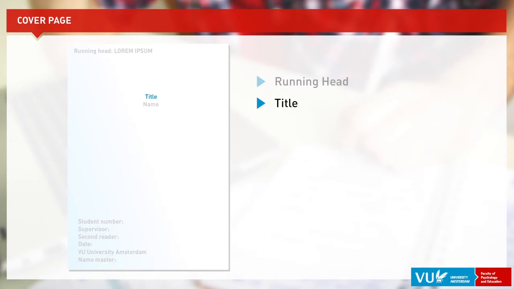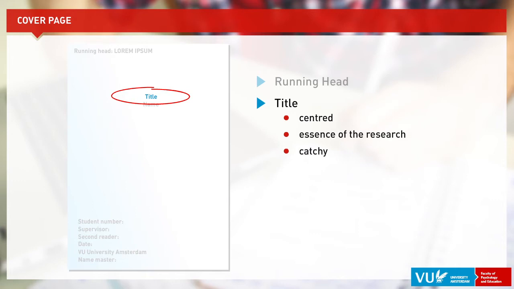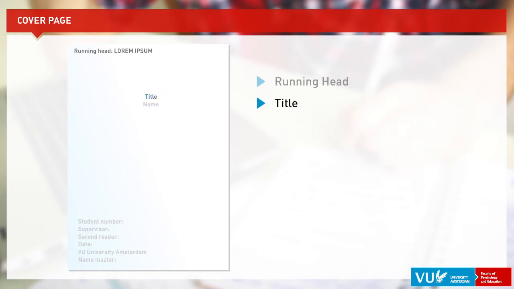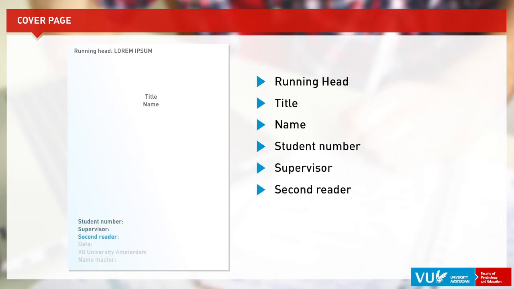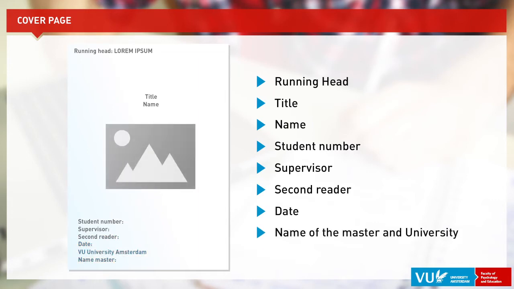Title. Place your title centered on the cover page. A good title is naming the essence of the research, but is not the same as your research question. It must be a catchy title, including your main findings. Furthermore, your cover page should include your name, student number, supervisor, second reader, date, name of the master and university. A picture on your cover page has no additional value.